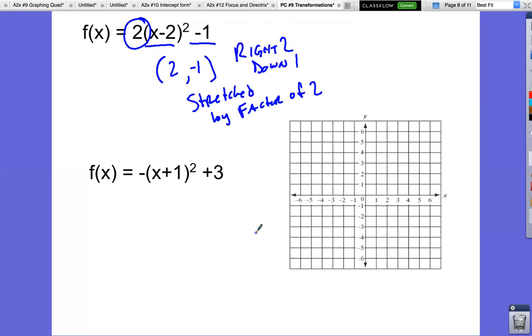Now, really, if we were describing this, we need to describe it from left to right. So I'd say it's stretched by a factor of 2, moved right 2 and down 1. Because if I follow everything up by saying it's stretched, then I'd have to multiply everything by 2. Well, here's what this looks like. My vertex is the point (2, -1).